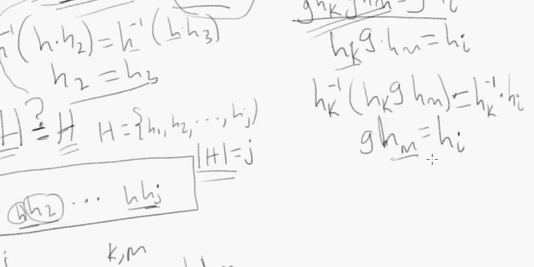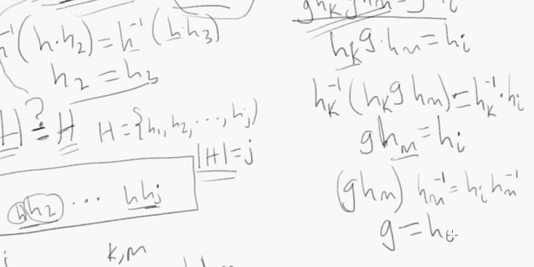Well, we could just multiply by an inverse again. So now we right multiply by the inverse of H sub M. So we end up with G times H sub M multiplied by H sub M inverse equals H sub I multiplied by H sub M inverse. The end result of this is H sub M times H sub M inverse gives us the identity. So now we have G equals H sub I times H sub M inverse.